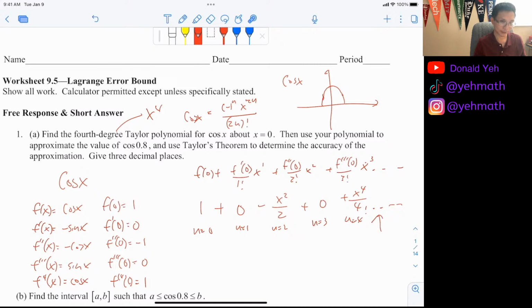Is that okay? That's okay, right? Summation, n equal to 0 to infinity. So that is why the n is not 4 here, rather than n equal to 4 here, because this is a power series. This is a Taylor series.